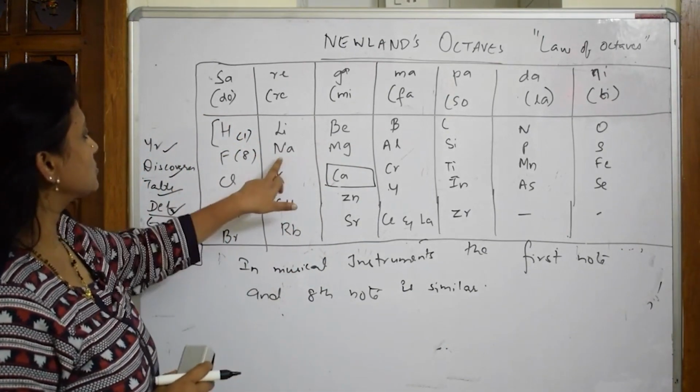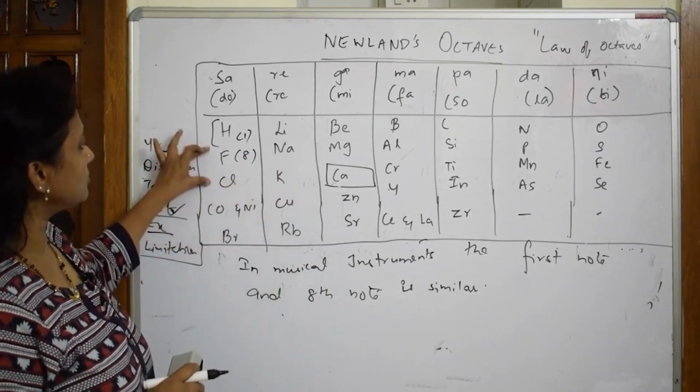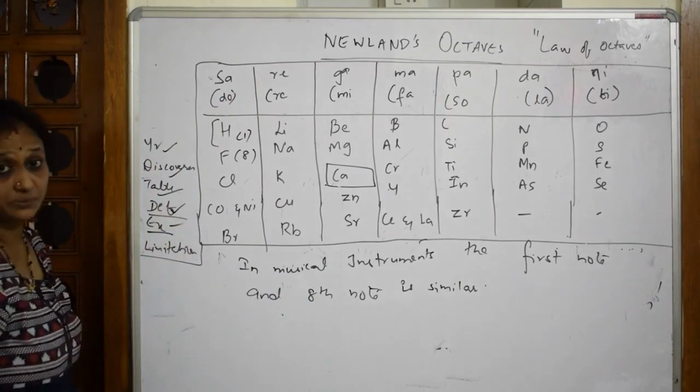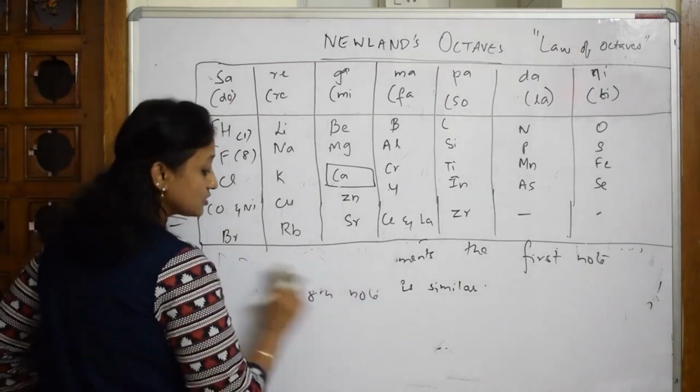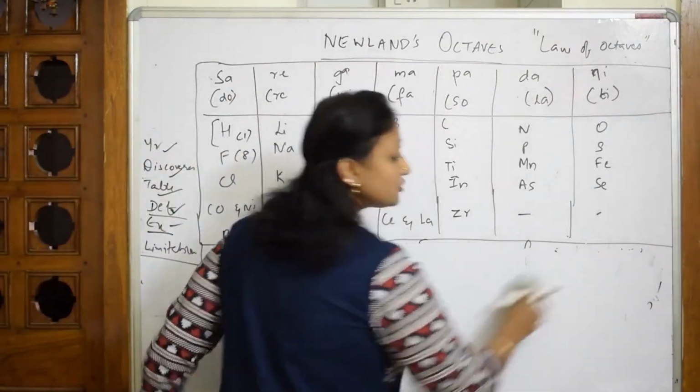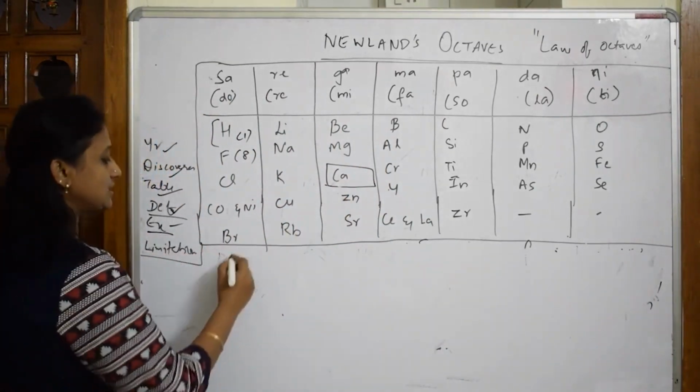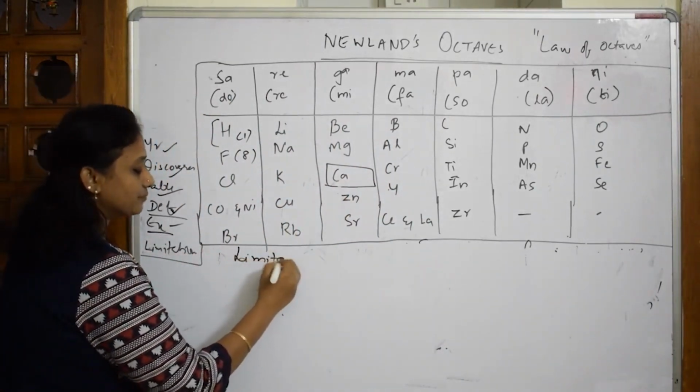That's done. From fluorine to chlorine, one more octave done. So I have written that also, good. Now I have to come to limitations. Limitation means, why was this a failure? Fine. So the first limitation is, this law was applicable only till calcium. Let us write that as the first limitation.